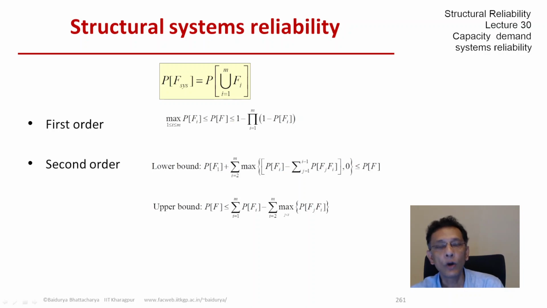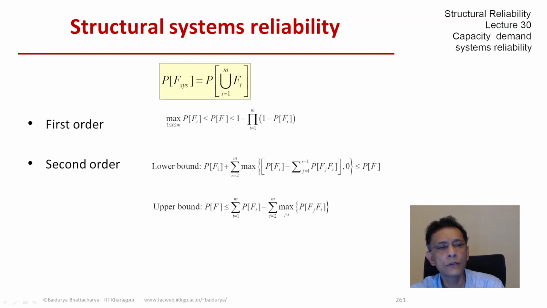Basically, the order implies what sort of joint event we have probability information for. So if we have just marginal probabilities, that gives us the first order bound. If we have probabilities of Fi, Fj, F being the failure in the cut set I, and Fj being failure in the cut set J, so if we have those type of second order joint probability information, then we can improve the bounds compared to the first order bounds and get an estimate.